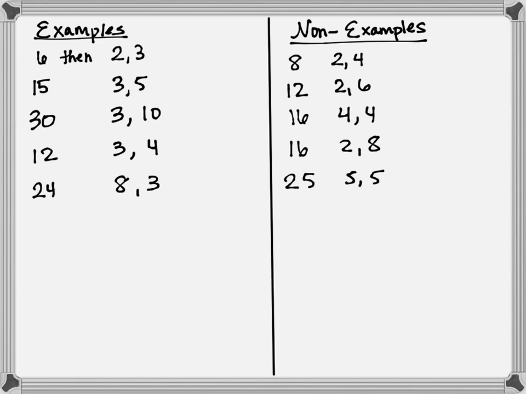Okay, so what you're trying to do is see what the list of numbers on the left has in common that makes it work, and what fails on the list on the right to make those not work. Once you think you've figured out what it is with your partner, I need you to come up with either an example or a non-example for us to add to our list. Okay? So chat with each other.